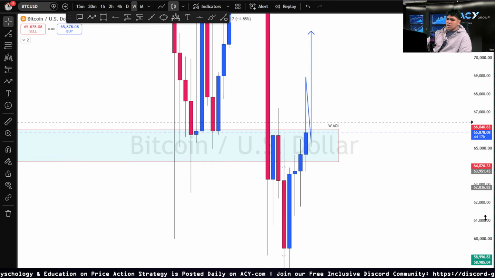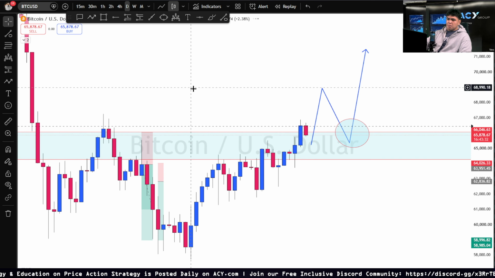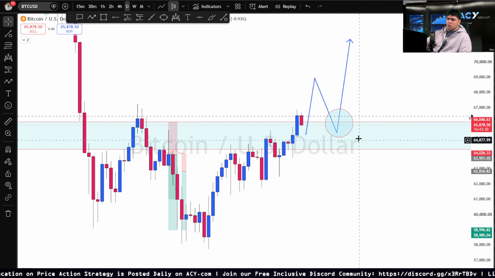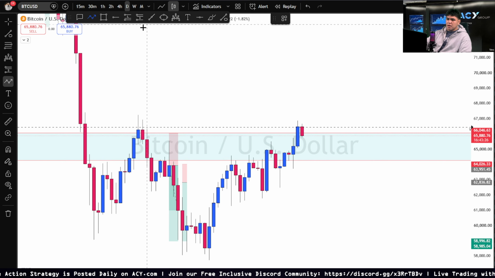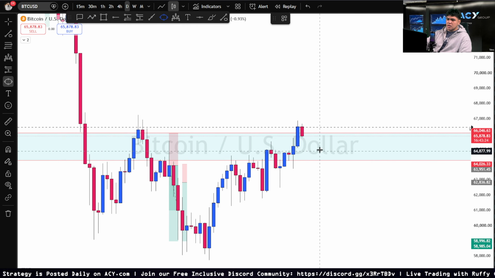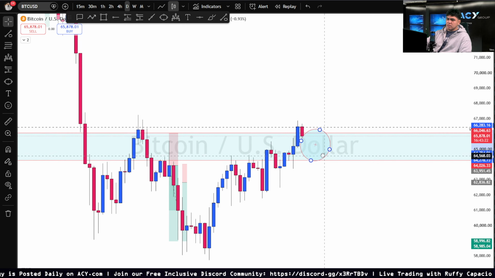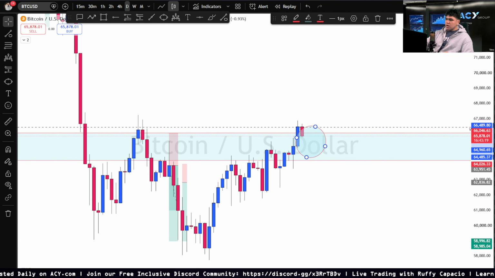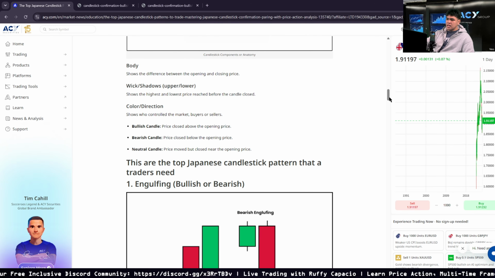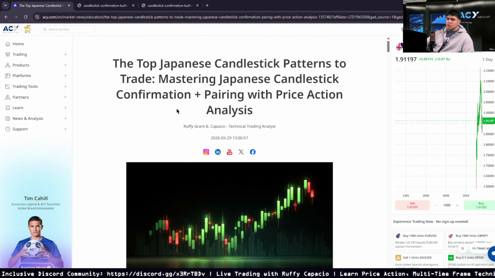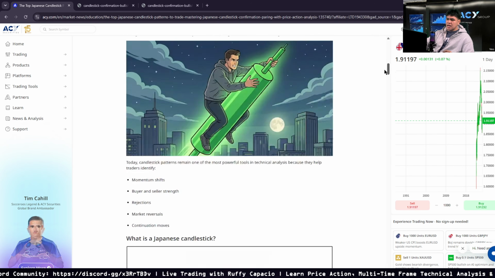On the weekly chart, price is already above. On the daily, price already broke above this weekly resistance level. All we have to do is look for much better rejections, any bullish candlestick rejections. If you want to master how to know what the bullish candlestick confirmations are, all you have to do is go to the ACY website and read this exact blog about mastering Japanese candlestick pairing up with price action analysis.